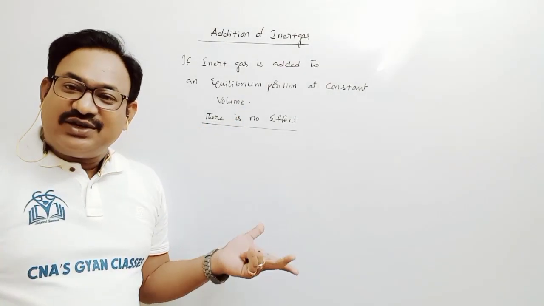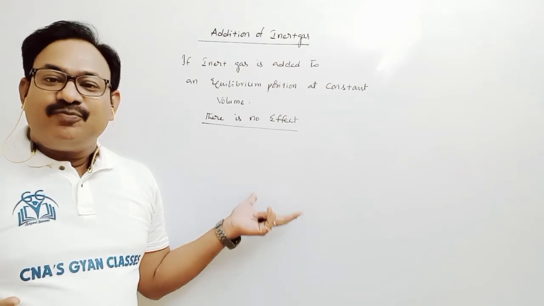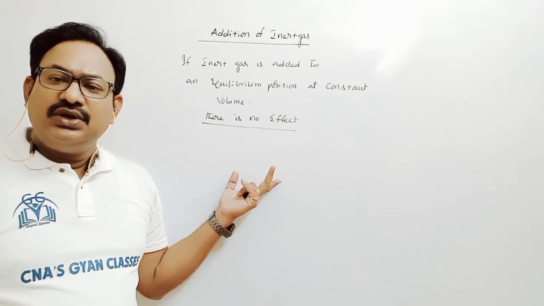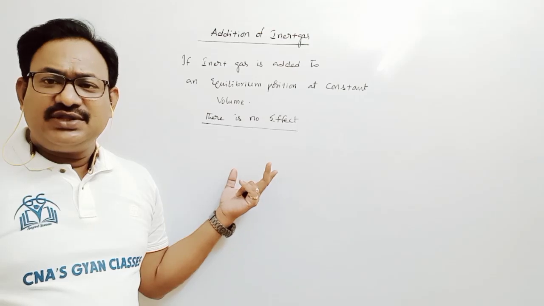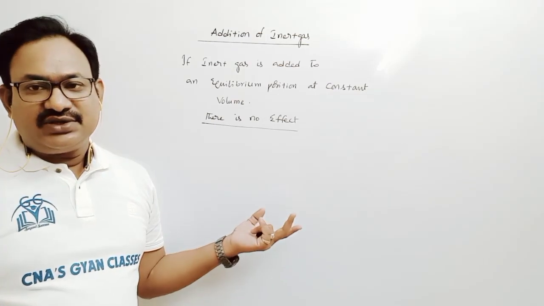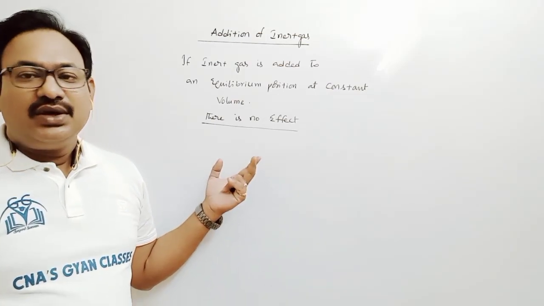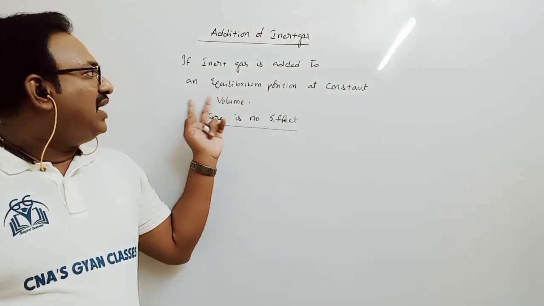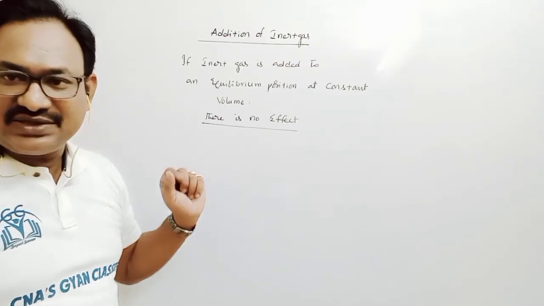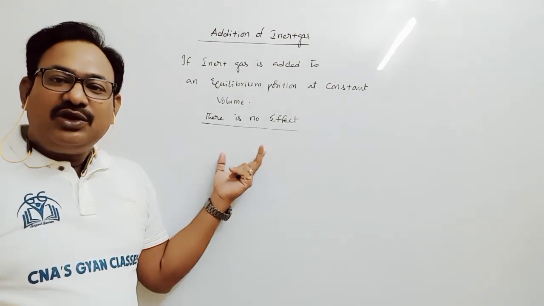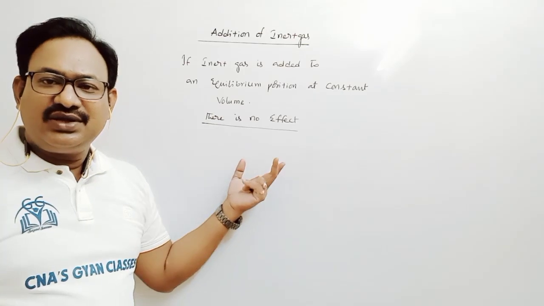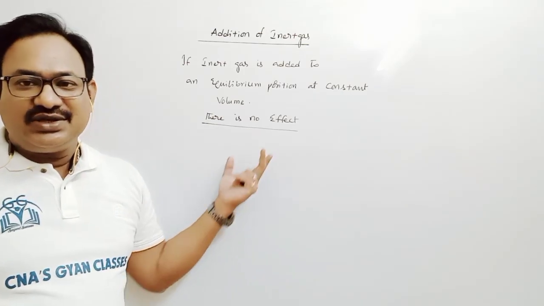Volume is already constant. If volume is constant, the concentration remains constant. No change in the concentration. If there is no change in the concentration, there is no need for the equilibrium position to move in any direction, and the equilibrium constant also remains the same. So understand, if inert gas is added at constant volume, there is no change in the equilibrium position. It remains as it is, because if you keep volume constant, then concentration remains the same. Number of moles per unit volume remains constant.